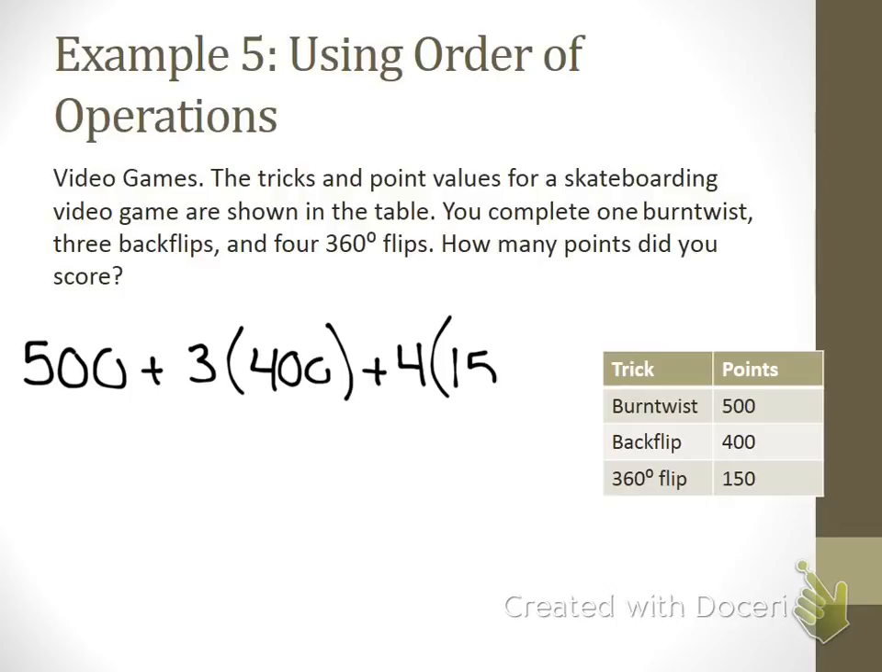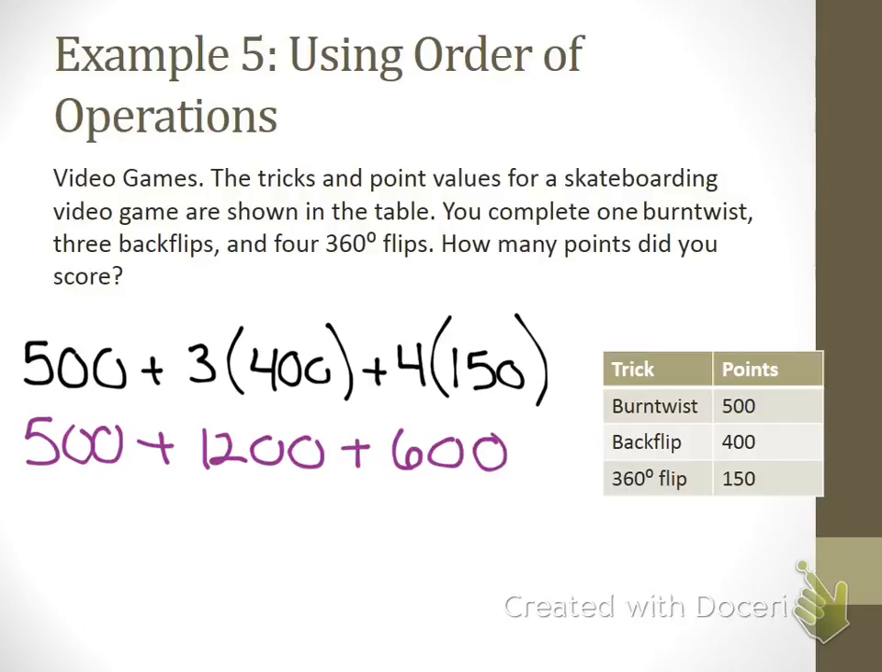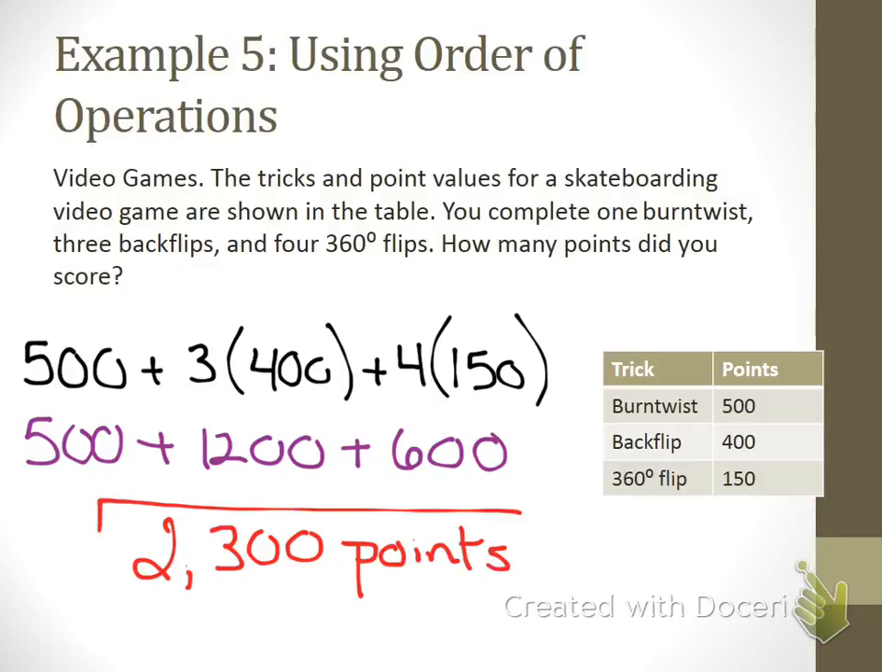150. Okay, now that you have your original expression, now you can do your multiplication, and you have 500 plus 1,200 plus 600. And that gives you your total of 2,300 points. All right, so using order of operations to set up your word problems. If you understand that, that's everything you need to know for 1.4.